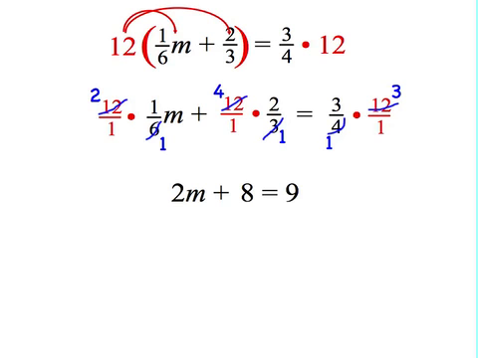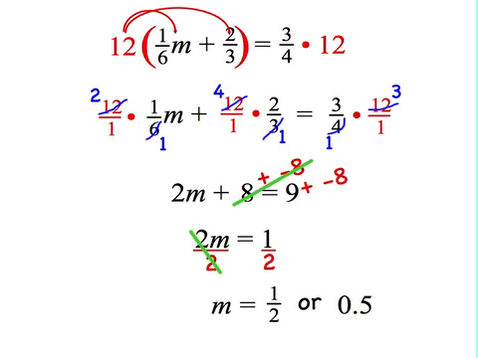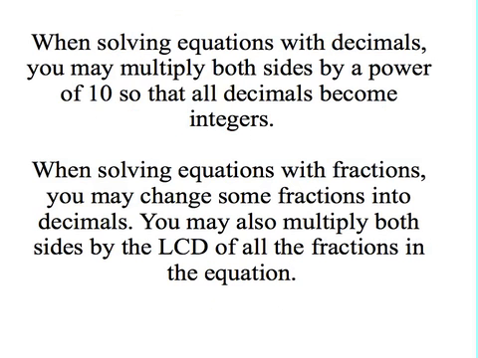But when all this is simplified, we get a rather simple equation. We add -8 to both sides. We get 2m is equal to 1. We divide both sides by 2, and we can express that as either 1/2 or 0.5. To summarize, when solving equations with decimals, you may multiply both sides by a power of 10 so that all decimals become integers. When solving equations with fractions, you may change some fractions into decimals. You may also multiply both sides by the lowest common denominator of all the fractions in the equation.